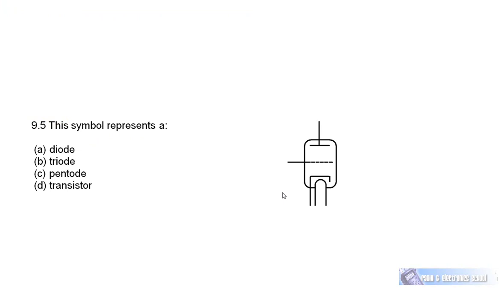Question 9.5, again, just asking for the identification of the symbol. This symbol is a valve, and it's a triode valve because it has an anode, a control grid, and a cathode. This is the heater. The heater heats the cathode to boil electrons off. The heater is not considered to be an element of the triode. So this is a triode valve because tri means three, and we have three electrodes: anode, control grid, and cathode.